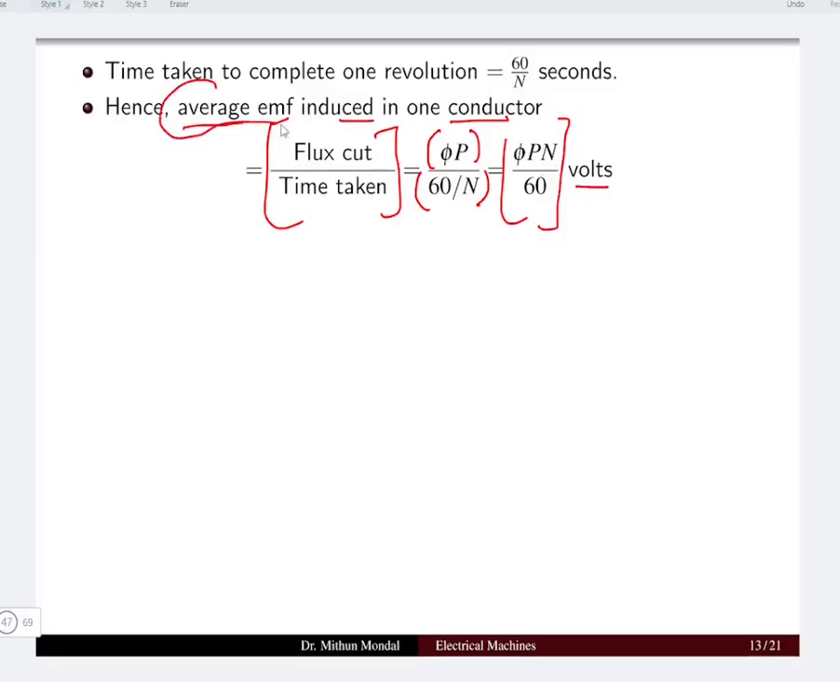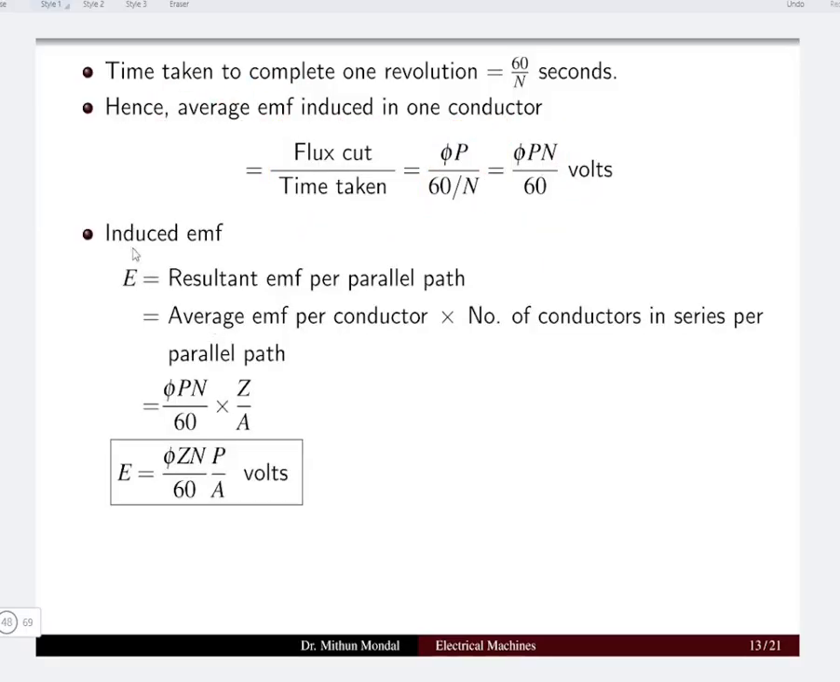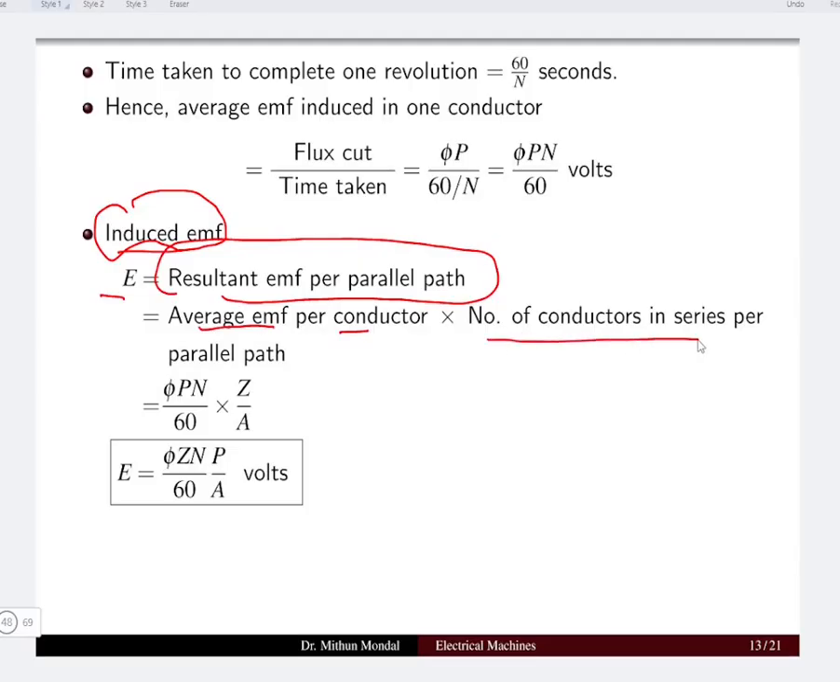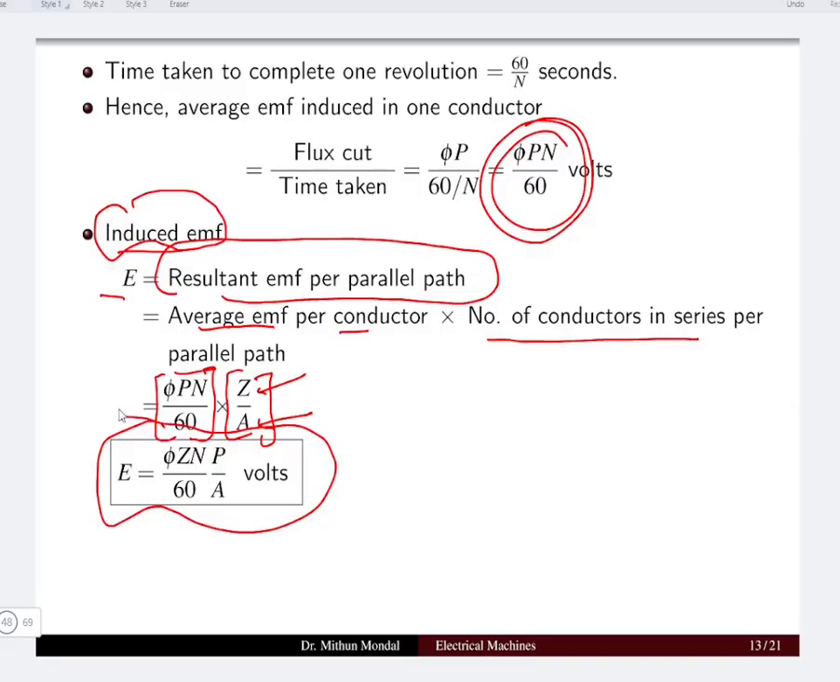Now this is the average EMF, and the induced EMF, which is basically the RMS EMF, if we see, so that is the resultant EMF per parallel path. So average EMF per conductor multiplied with number of conductors in series per parallel path is phi P N by 60, which we have got here as the average, into Z by A, that is the total number of conductors divided into parallel paths. So we'll get the famous EMF equation as phi Z N by 60 into P by A. This is the EMF equation of the DC machine.